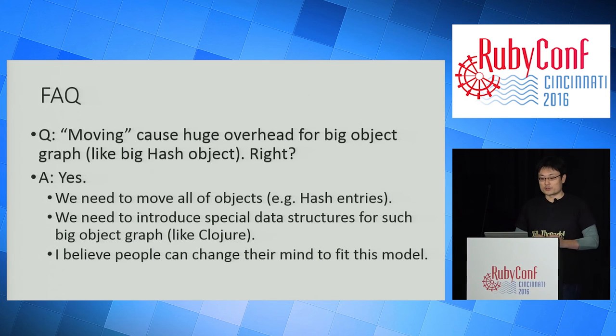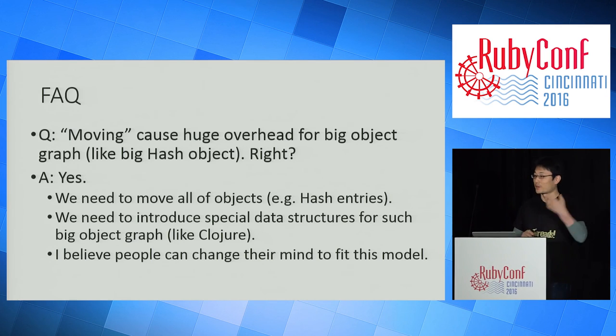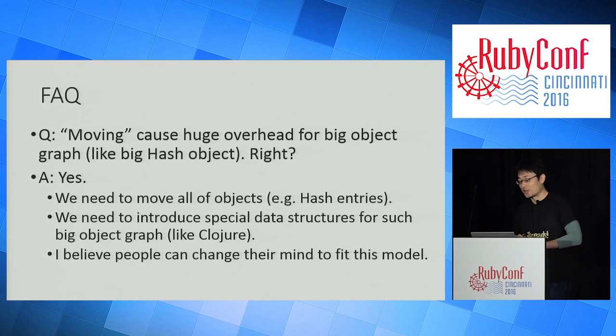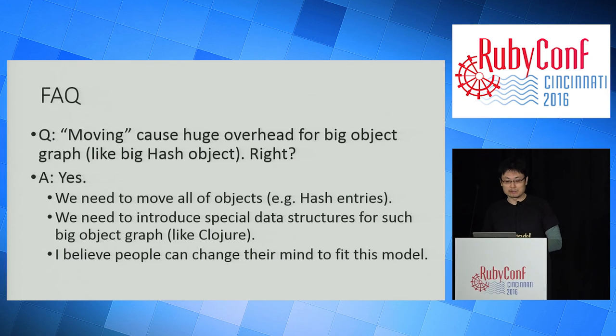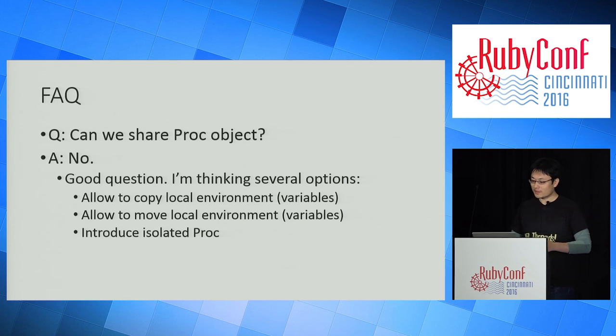We need to move all objects, and it becomes huge overhead. So we need to introduce a special data structure like closure or something like that. But I believe that people can change their programs to fit this model if we provide it.